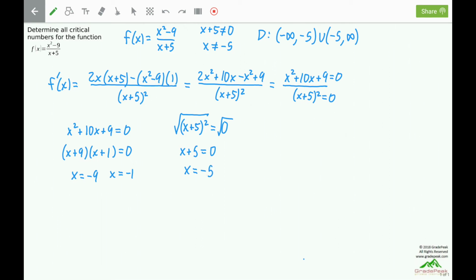We now will check and see if these are in the domain. The domain is all real numbers except for negative 5. X equals negative 9 is a real number, and it's not negative 5, so we keep it. X equals negative 1 is a real number, and it's not negative 5, so we keep it. X equals negative 5 is not in the domain, so we will not keep it. And there are the two critical numbers for the function, x equals negative 9 and x equals negative 1.